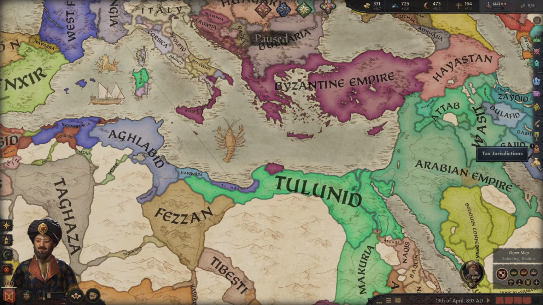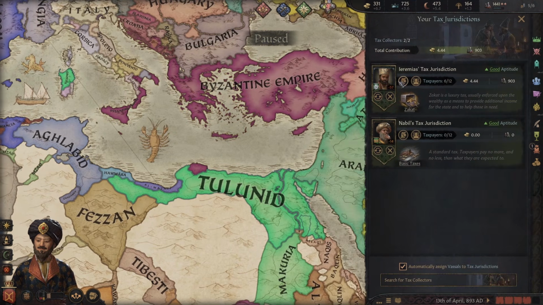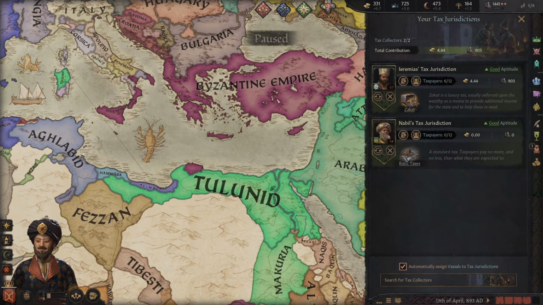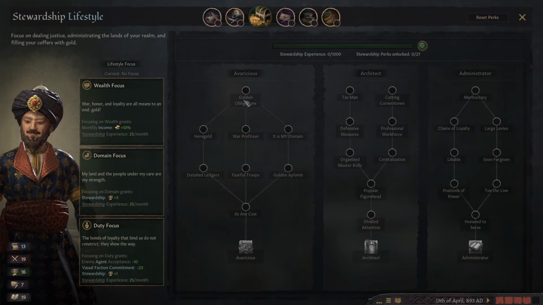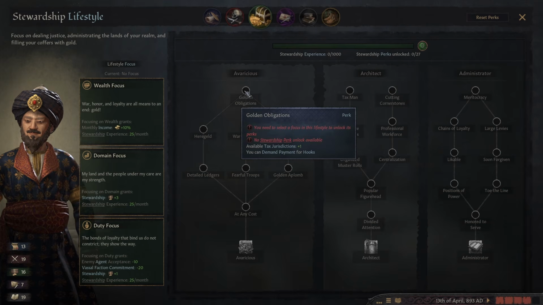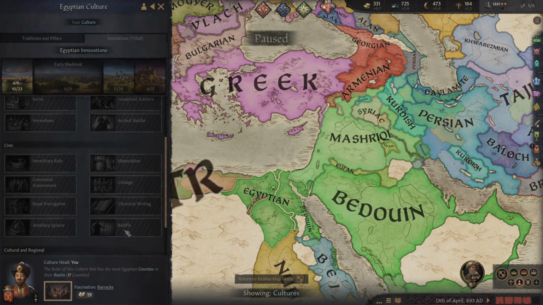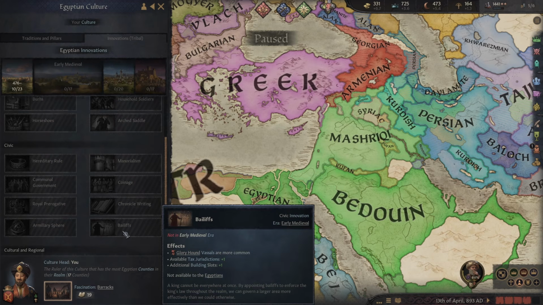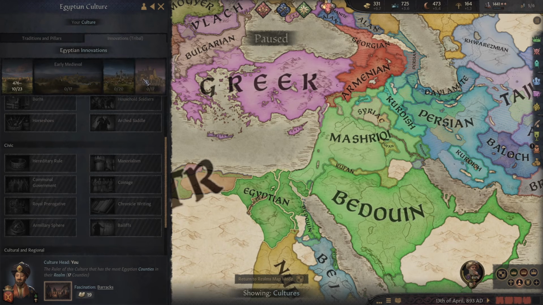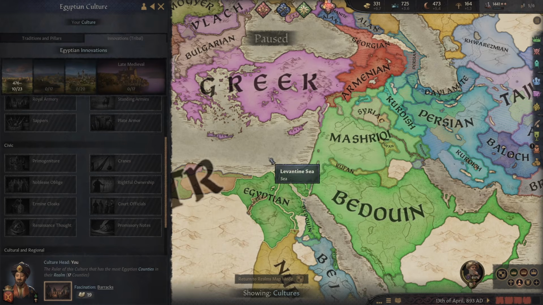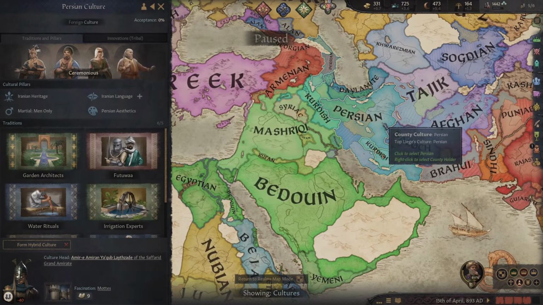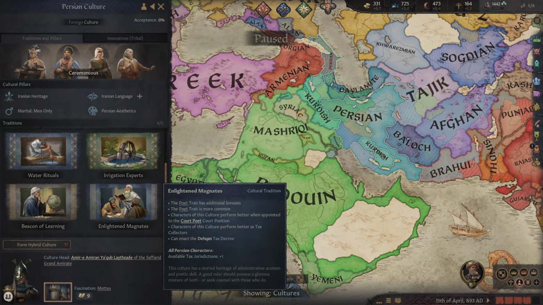Each clan ruler has at least one tax jurisdiction. Becoming king gets you another one. Appointing a vizier gets you at least one more. The golden obligations perk in the stewardship lifestyle gets you one. The bailiff and court officials innovations get you one each. The legalistic cultural tradition gets you another one. And if you have the Legacy of Persia DLC, the Persian Enlightened Magnates cultural tradition gets you one, and the level 1 of the Brilliance Dynasty Legacy gets you another.